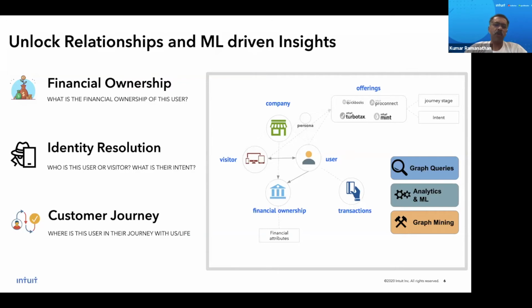We're interested in understanding their journey, where they are in their life stage, and how that life stage informs how they want to deal with their finances. This is represented in attribute stores and graphs, and the offerings use these directly. We also have other access patterns, like running graph queries, analytics and mining.